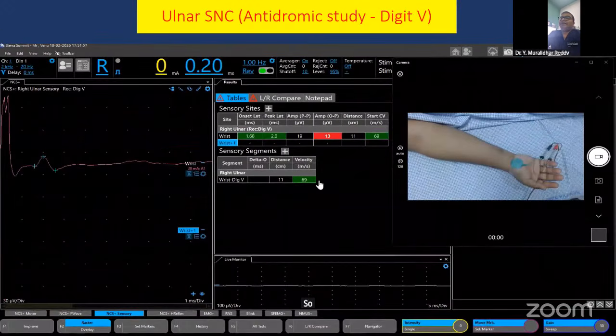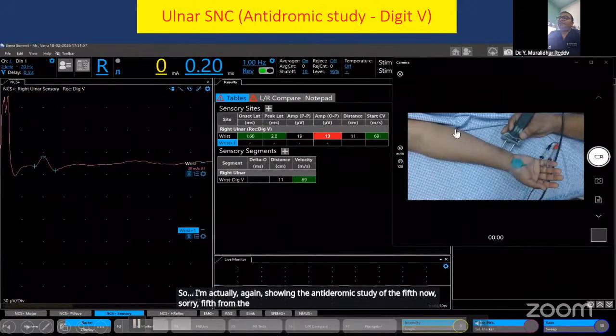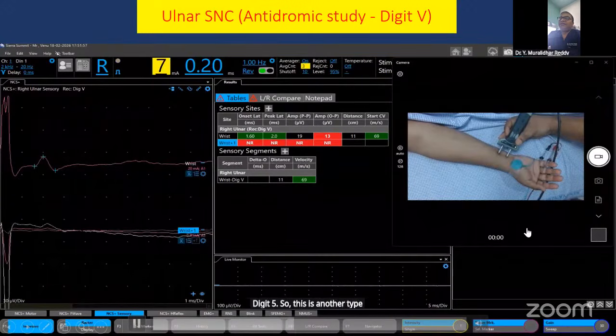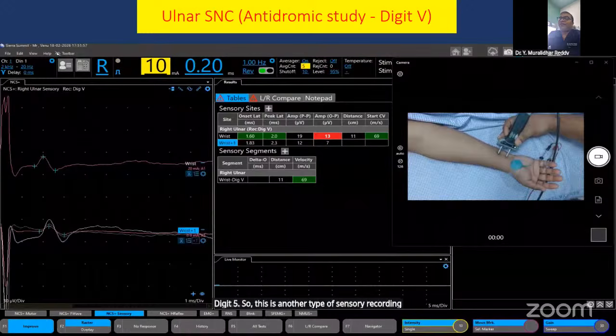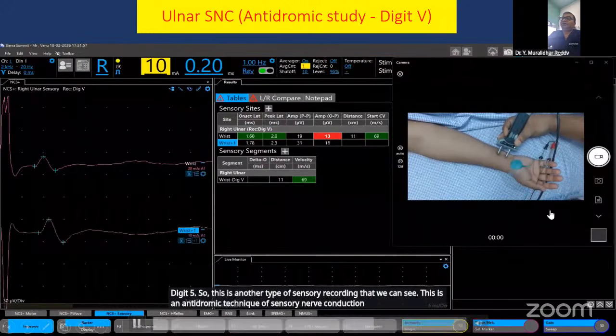I am again showing the antidromic study of the fifth digit now. Previously, we saw the orthodromic study. We are stimulating at the wrist and recording at digit 5. So this is another type of sensory recording that we can see. This is an antidromic technique of sensory nerve conduction velocity.